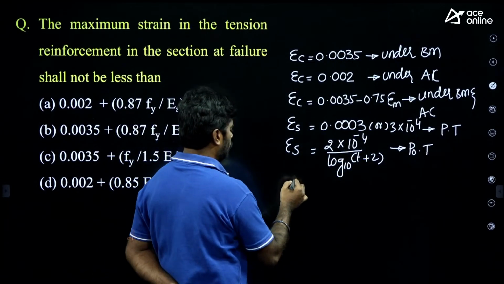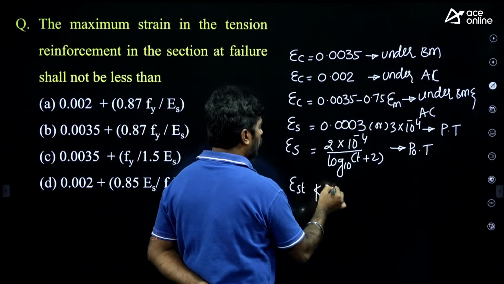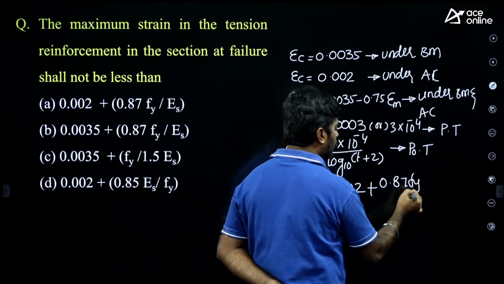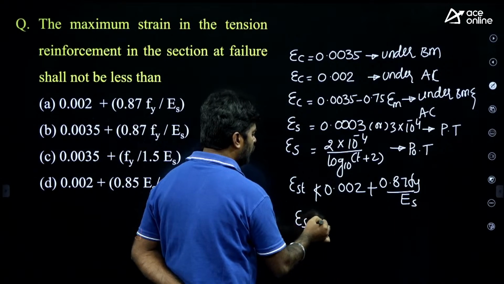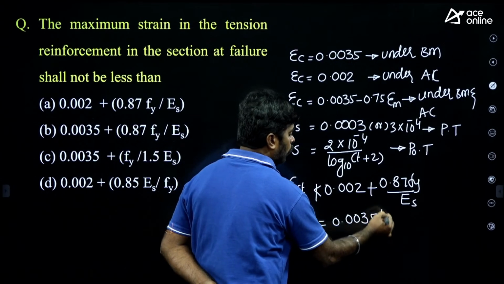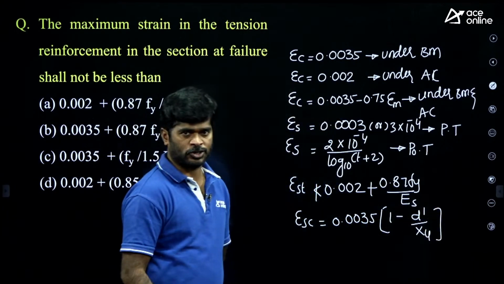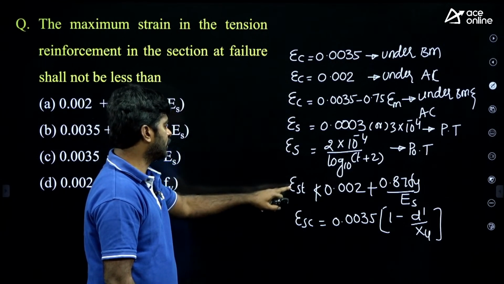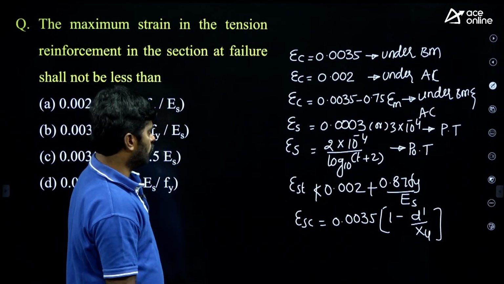And one more thing. Strain in tension steel should not be less than 0.002 plus 0.87 Fy upon Es. And one more, strain in compression steel will be 0.0035 into (1 minus d dash upon xu or xu max), it depends on the type of the section. Out of these strains, 1, 2, 3, 4, 5, 6, 7, you will expect one question.